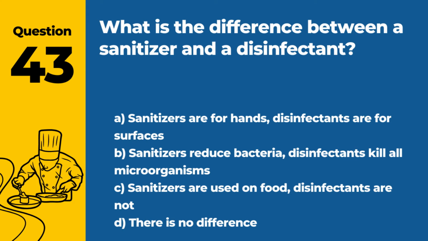Question 43. What is the difference between a sanitizer and a disinfectant? A. Sanitizers are for hands, disinfectants are for surfaces. B. Sanitizers reduce bacteria, disinfectants kill all microorganisms. C. Sanitizers are used on food, disinfectants are not. D. There is no difference. Answer: B. Sanitizers reduce bacteria, disinfectants kill all microorganisms. The difference is that sanitizers reduce bacteria to safe levels as determined by public health standards, whereas disinfectants kill a wider range of microorganisms. Question 44.